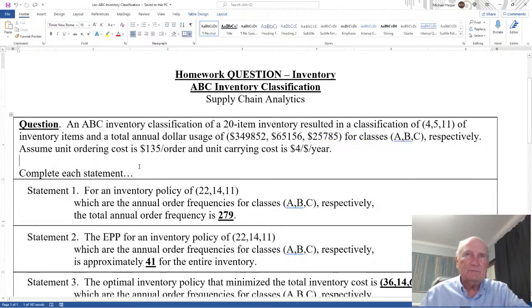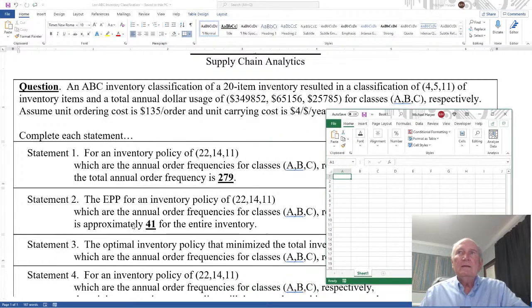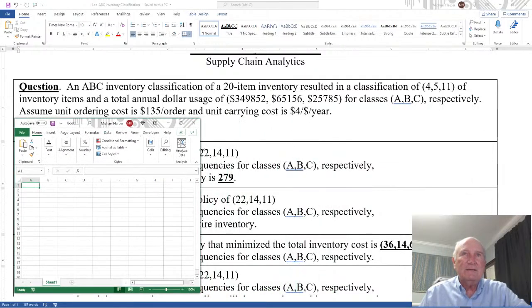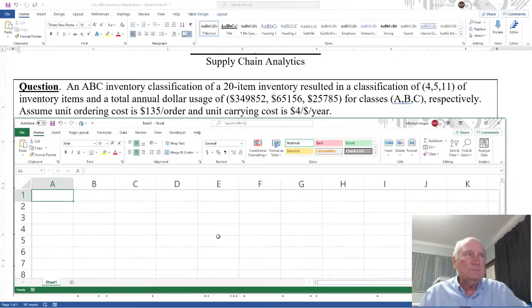Complete each statement. So let's bring this up here and let's bring in Excel and solve these questions and just do an inventory analysis with this classification and an optimal classification. So let's bring up Excel. Okay, and let's come over here. Let's broaden this a little bit. Let's get the information in here. Here we go. Let's make this a little bigger.